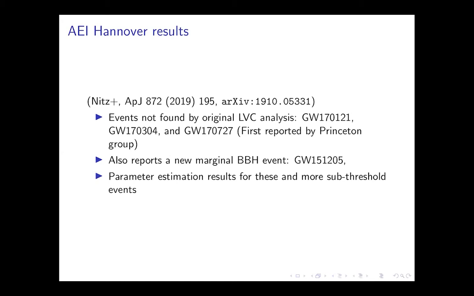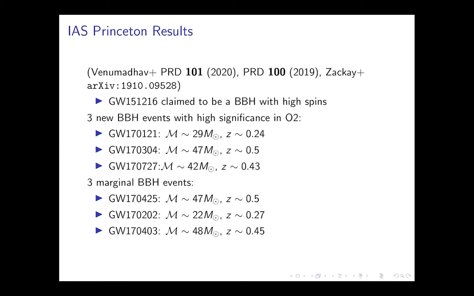So coming to these new events not found by the original analysis, these were in fact first reported by the Princeton group. That is this slide here. This is in a number of papers going back to early 2019. They reported 3 new events with high significance in O2, and then 3 marginal events. Again, the marginal events do not agree with the other catalogs, so I think that's always going to be the case with marginal events, but at least the high significance events do agree with the other analysis.